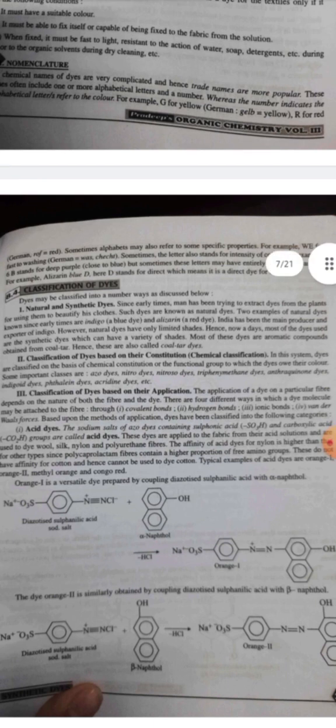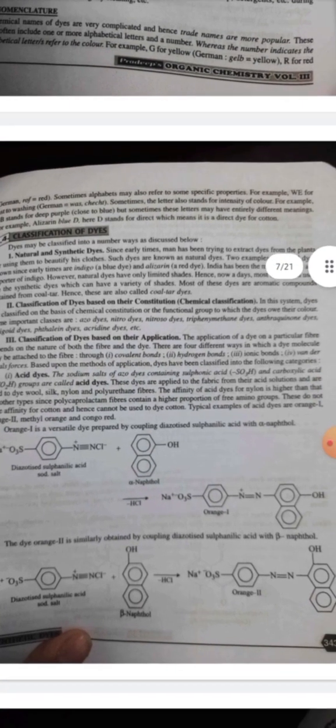Third is classification of dyes based on their applications. The application of a dye on a particular fiber depends on the nature of both the fiber and the dye. There are four ways in which a dye may be attached to the fiber: first, covalent bond; second, hydrogen bond; third, ionic bond; and fourth, van der Waals bond. They are all basically forces of attraction.